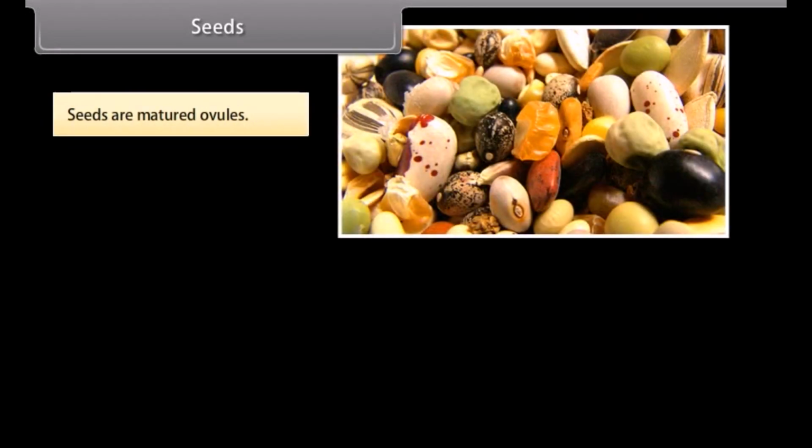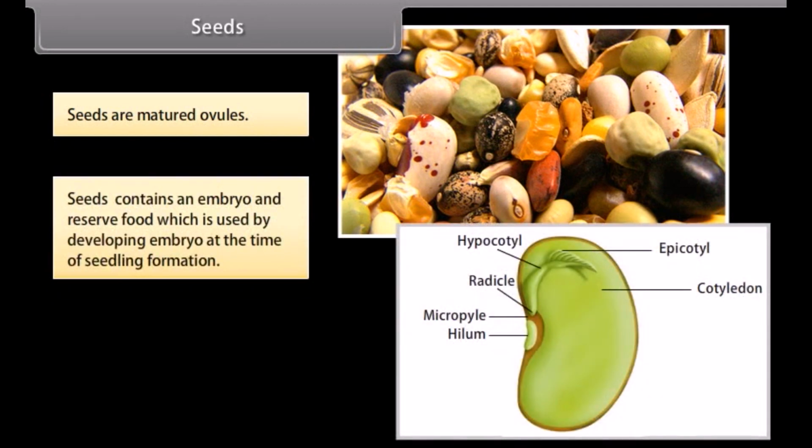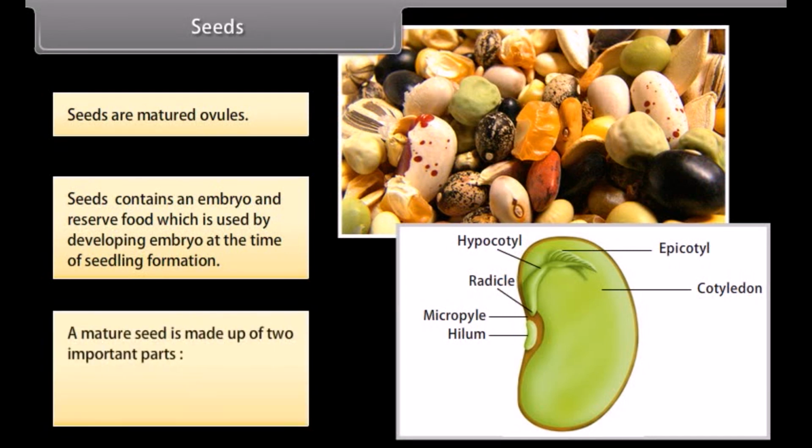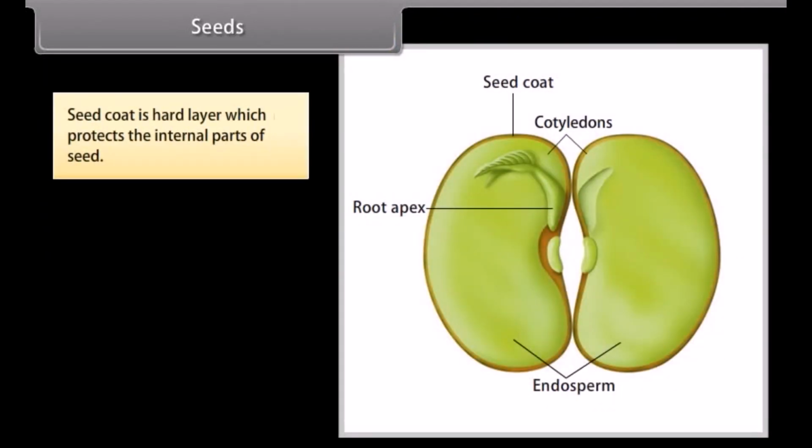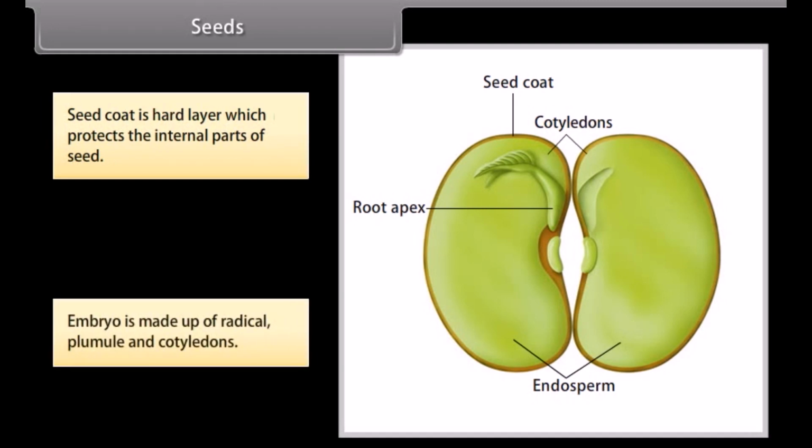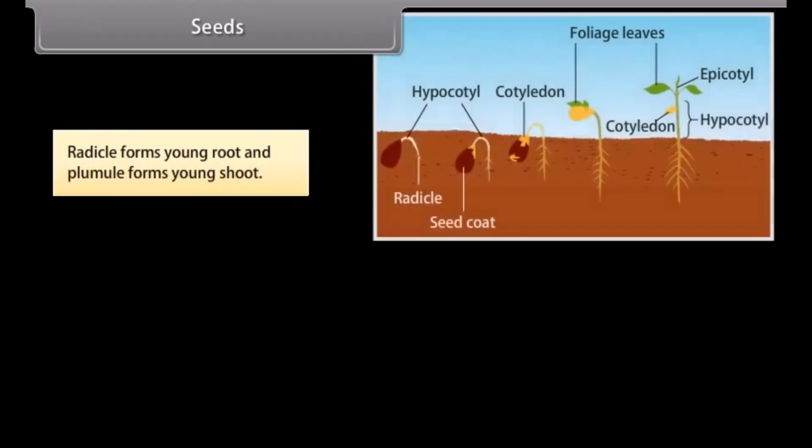Seeds. Seeds are matured ovules. Seeds contain an embryo and reserve food which is used by the developing embryo at the time of seedling formation. A mature seed is made up of two important parts: seed coat and embryo. Seed coat is a hard layer which protects the internal parts of seed. Embryo is made up of radicle, plumule, and cotyledons. Radicle forms young root and plumule forms young shoot.